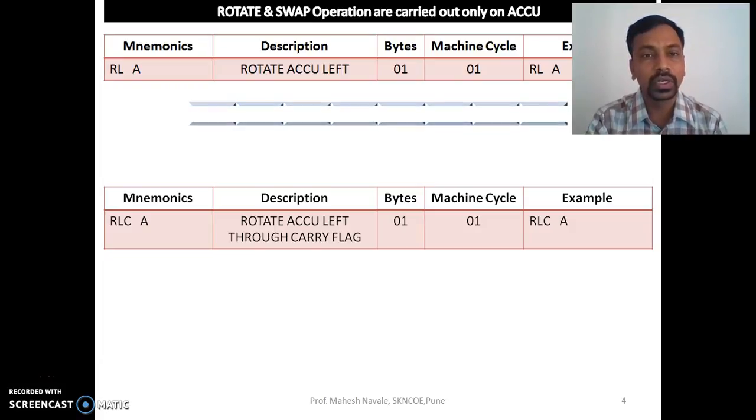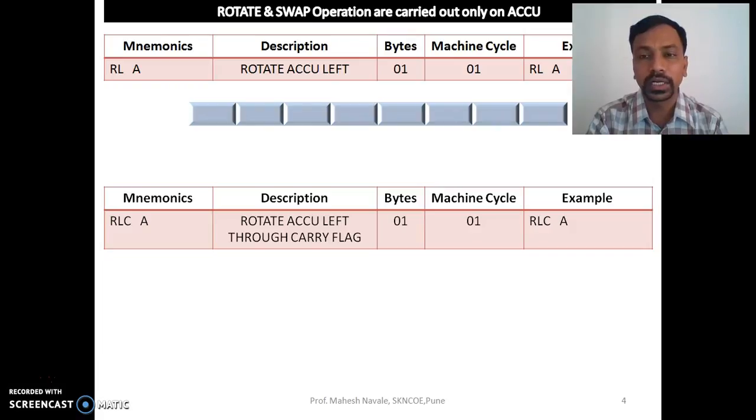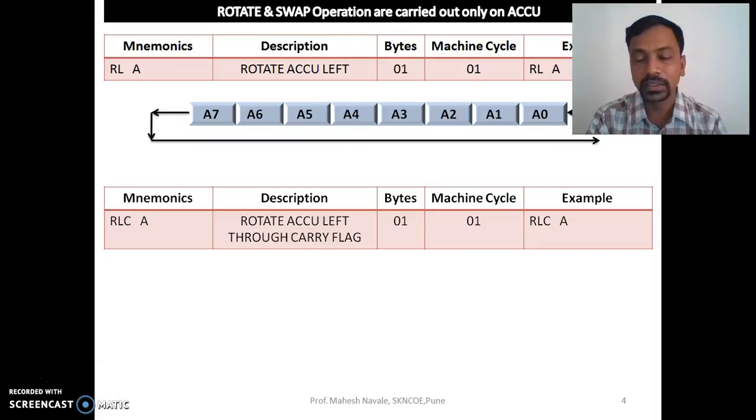When I deal with the rotate accumulator left, the contents of A0 will be transferred to A1, the contents of A1 will be transferred to A2, and so on. Finally, the contents of A7 will be transferred to A0. Like this, the contents of the accumulator are rotated towards the left.